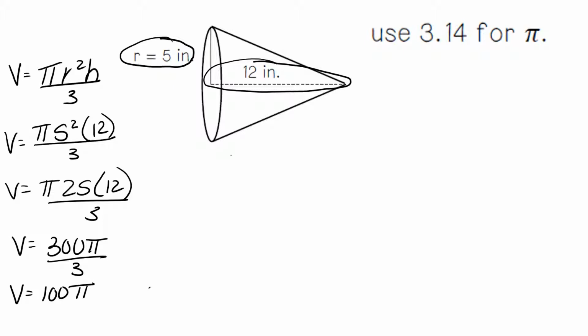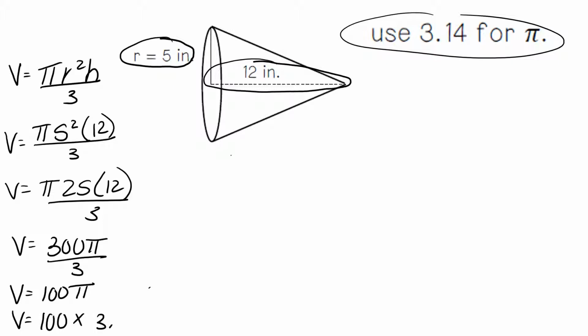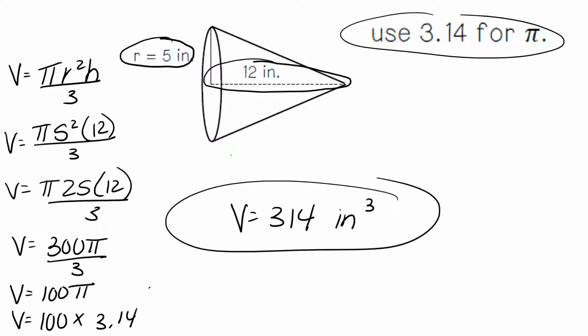We always save pi for last. And it tells us to use 3.14 for pi. So we're going to do 100 times 3.14, which is going to give us 314. 314 inches cubed. You use the same units, inches and inches, and volume always has a cubed as its exponent.